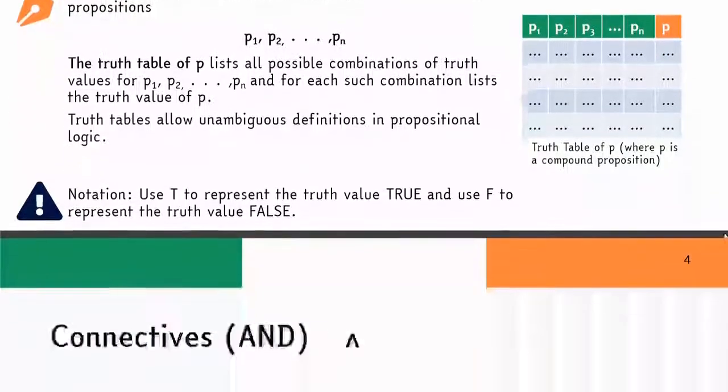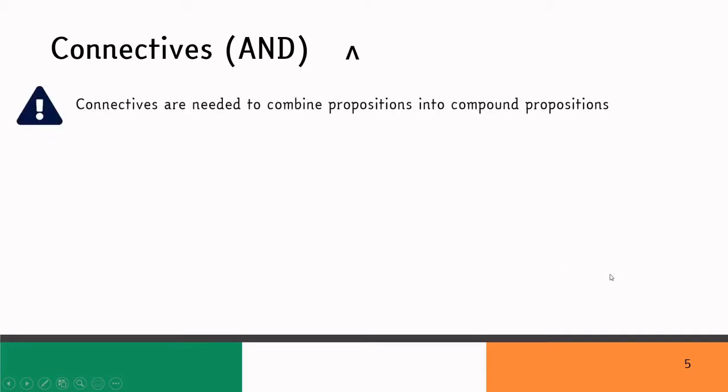Now on to connectives. We will start by understanding what connectives are. Connectives are mathematical symbols which are needed to combine propositions into compound propositions. Let's start by seeing the first connective, AND, which is represented by the caret symbol and is used to denote the conjunction of two propositions.